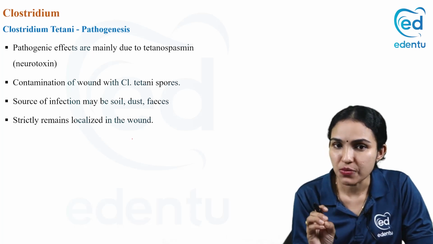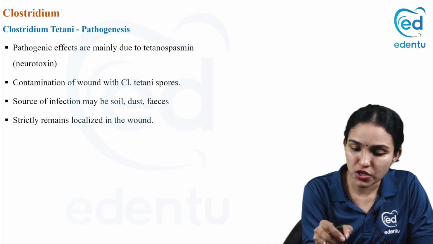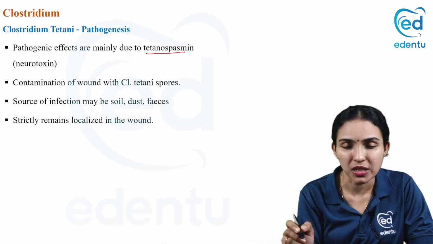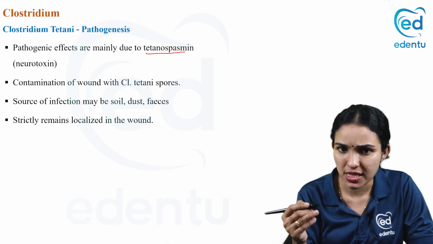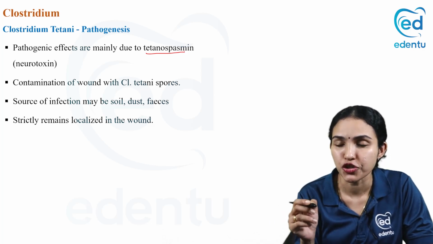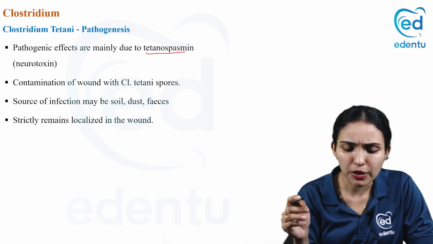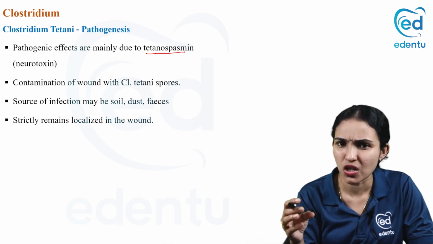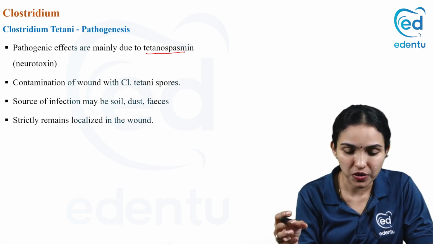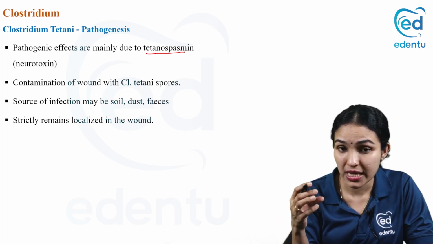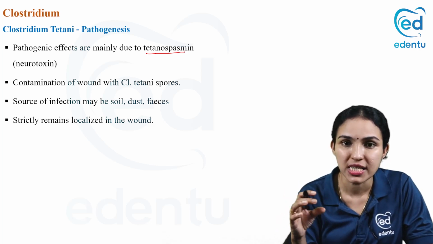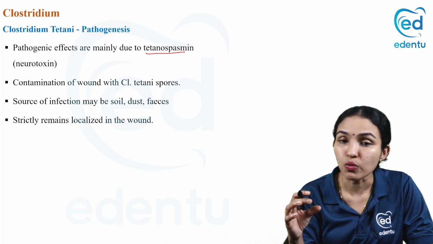So all the effects which tetanus produces are because of this neurotoxin, tetanospasmin. How does the disease occur? Usually through contamination of a wound, commonly following trauma, some accident or something. If the wound is contaminated with soil, dust, or animal feces carrying the tetanus spores, what happens?